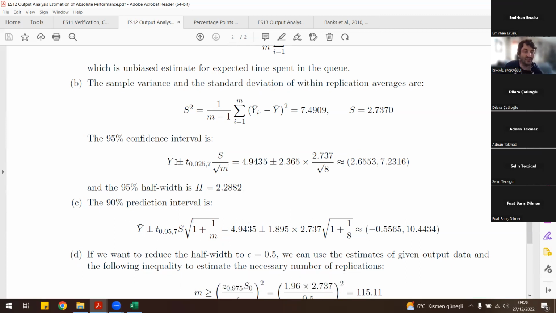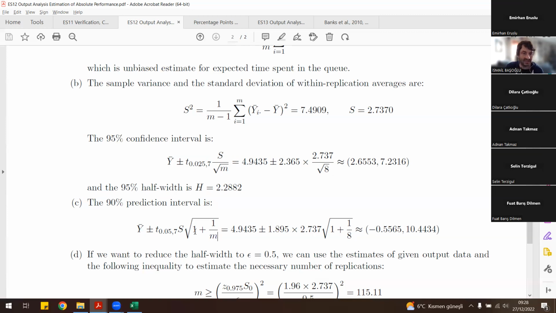more accurate result for the estimation of the expected queue time, because as the number of replications increases, that standard error will converge to 0. However, that component will never converge to 0. There will always be inherent standard deviation caused by the differences from day to day of the original system. Therefore, prediction intervals will always be wider than the confidence interval.